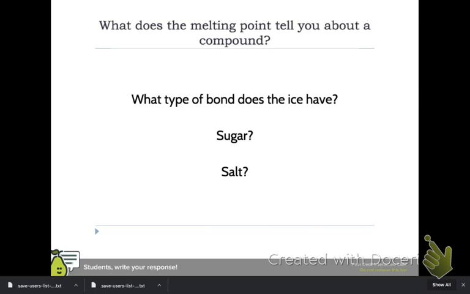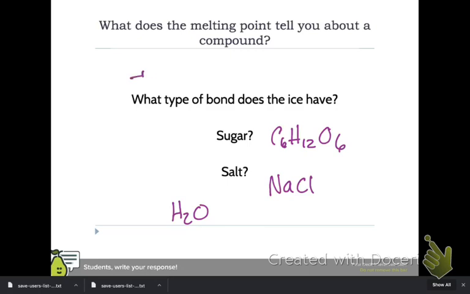So what is the difference in their types of bonds? We know that sugar has the chemical formula C6H12O6. Salt has the chemical formula NaCl. Water has the formula H2O. We were looking at chemical bonding last semester, and we see that bonds can form one of two ways. They can be ionic or they can be covalent.